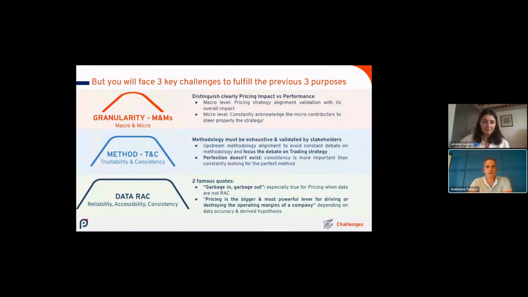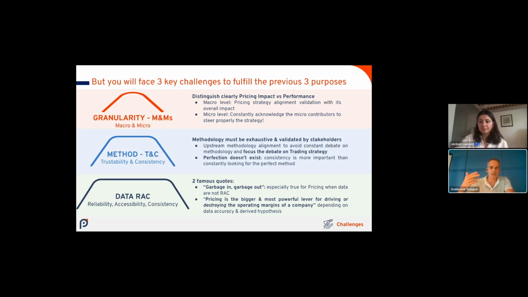Now we'd like to speak quickly about the key challenges. What are the big challenges that we are going to face ahead in order to measure this pricing impact? We believe that we have three major challenges ahead: data related, methodology related, and granularity related. In terms of data, which is probably the biggest that we all face when we are willing to measure our impact, we believe there is the acronym RAC, which represents the three sub-challenges: reliability, accessibility, and consistency of data.